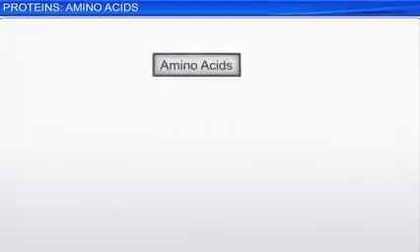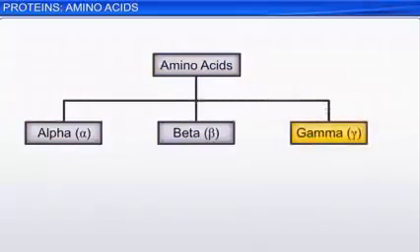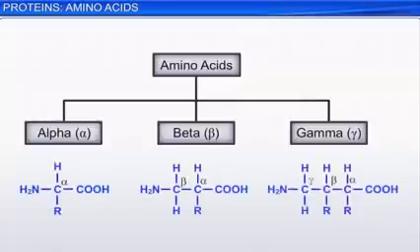On the basis of the relative position of the amino group with respect to the carboxyl group, amino acids are classified into alpha, beta, gamma, and so on. Examples of each class are shown here. In alpha amino acids, the amino group is present on the alpha carbon atom. Similarly, in beta and gamma amino acids, the amino group is present on the beta and gamma carbon atom respectively.